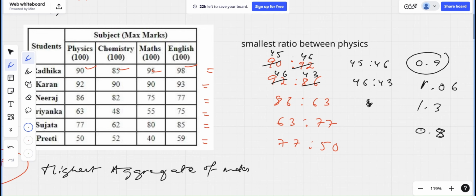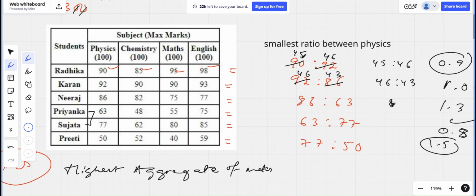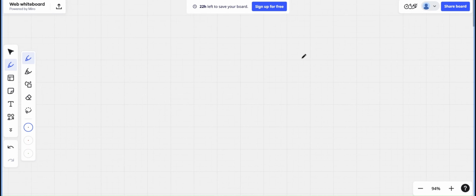And what else? 77 divided by 50, right? So it's 1.5. So now we can see the smallest ratio is 0.8, that is 63 is to 77. So it is between Priyanka and Sujata. Do you get it? So we already have 10 marks. That's it. Now I'll move on quickly again because we have very little time. We'll move quickly. I already told you about it.